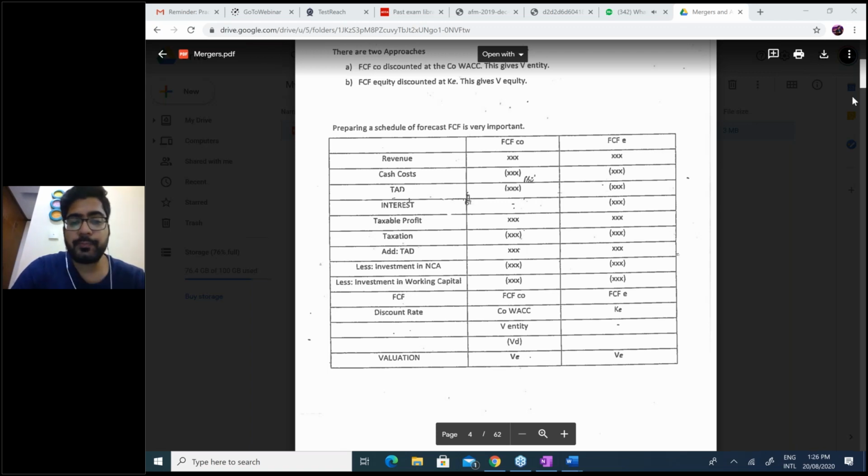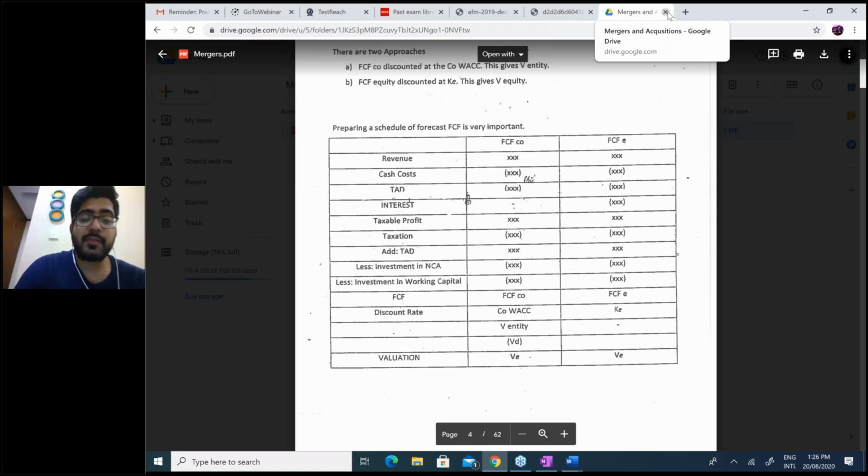As I told you, the exam question will always tell you to use FCF to company or FCF to equity. If it just states FCF, then you should decide whether to apply FCF to company or equity. If WACC is given, FCF to company. If KE is given, then FCF to equity.